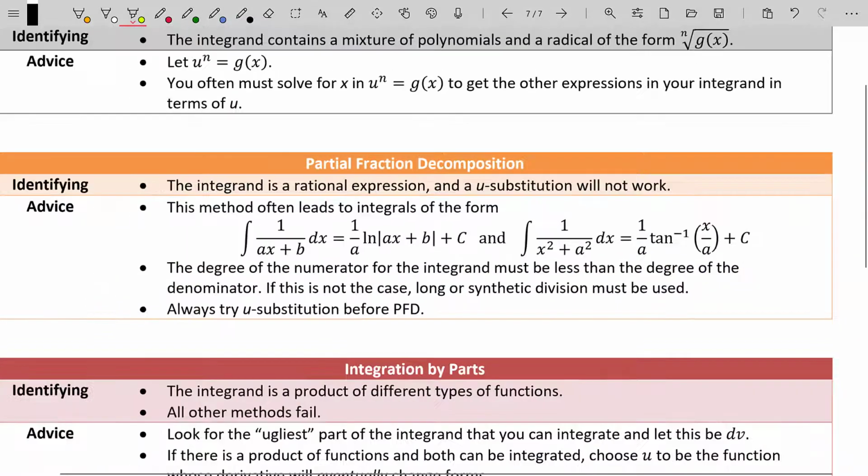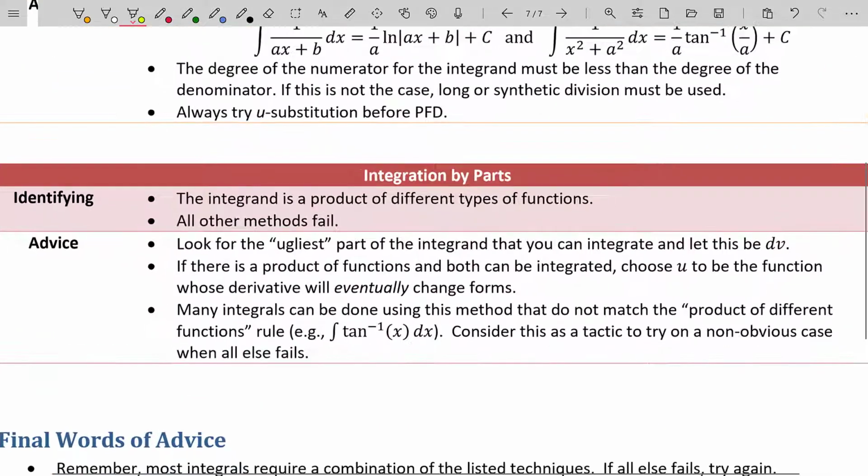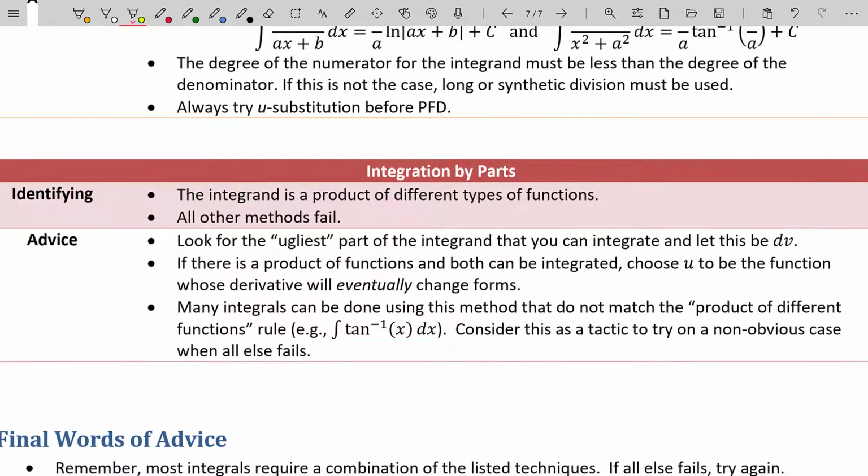Finally, the method that is my least favorite, not because it's not awesome, because it is awesome, but it's just a method that, well, you know when you're going to have to use it, but it's just not the method that I initially want to use. Integration by parts. You know you're going to have to use it, or it's likely an option if the integrand is a product of different types of functions. I also recommend that you only use this when all other methods fail.